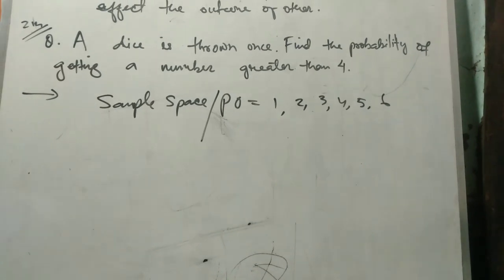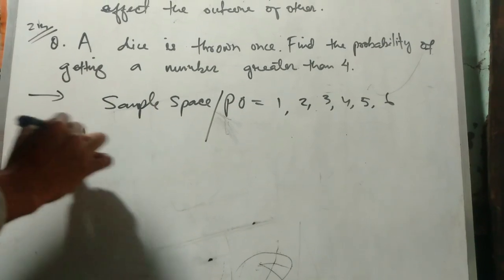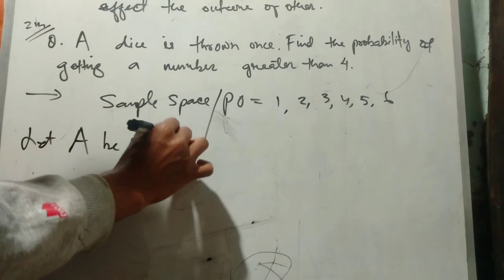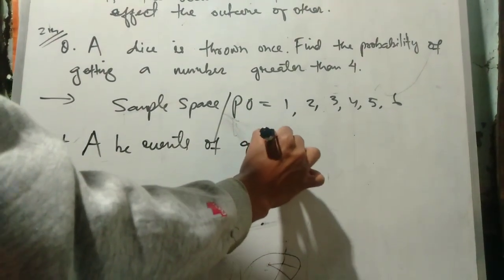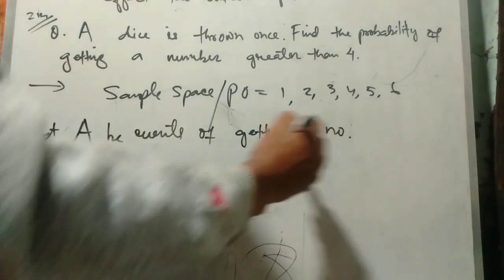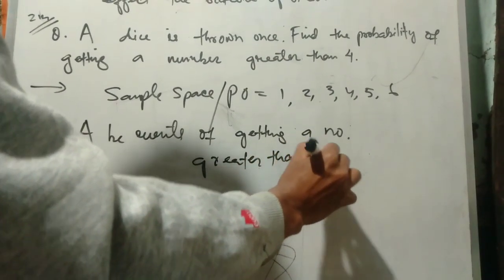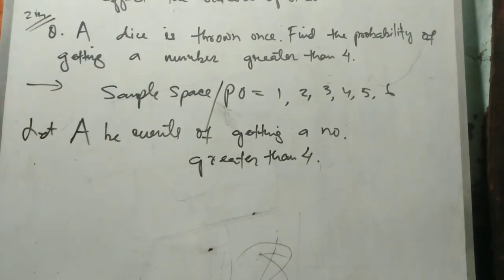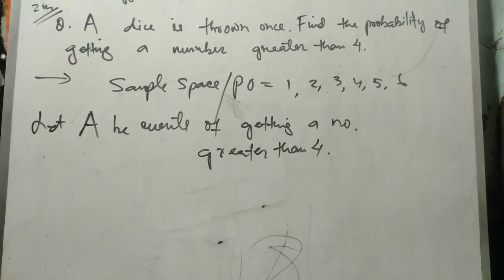So let us assume that let A be the event of getting a number greater than 4.